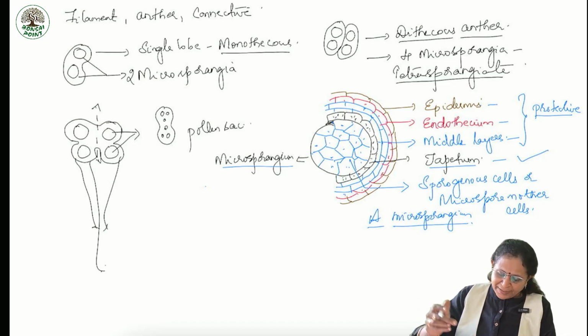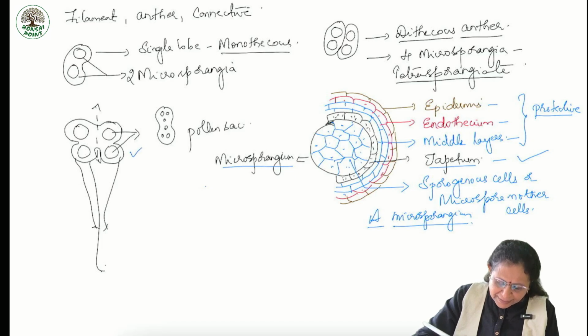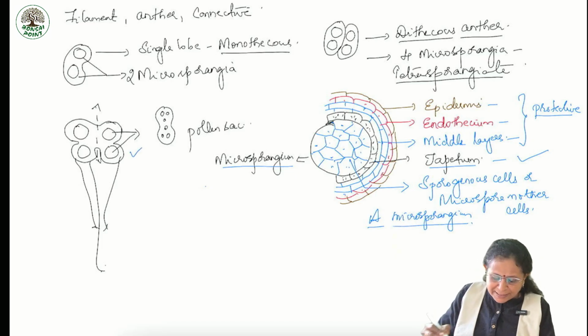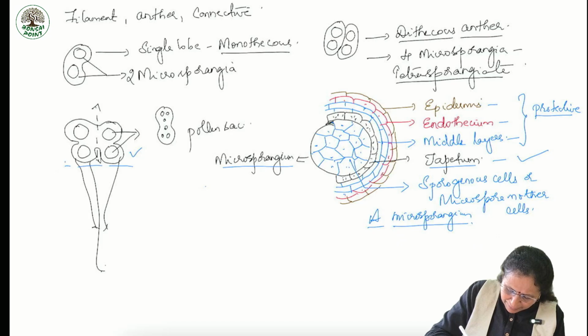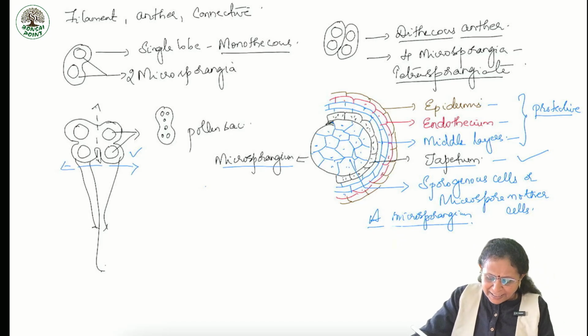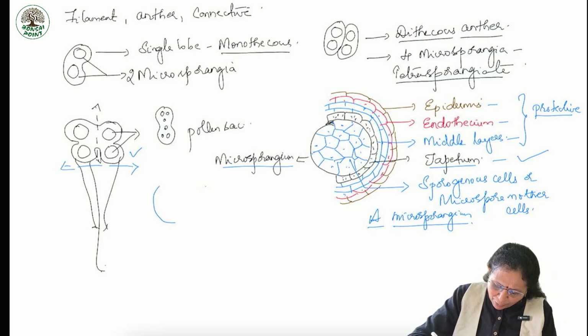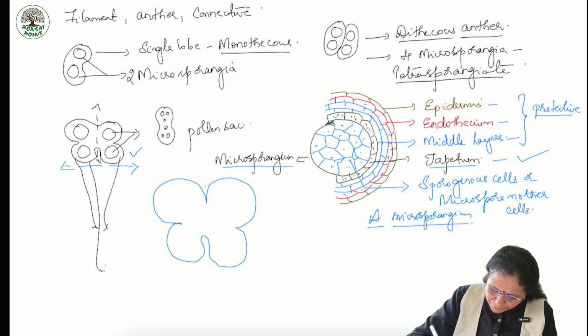Is it clear? Before that, I just want to tell you, this is the TS of the dithecous anther. I will just show you how it appears in LS. This is one lobe, this is another lobe, or this is the first lobe, this is the second lobe. The other part of the first lobe is here. So this is the first lobe, this is the second lobe.